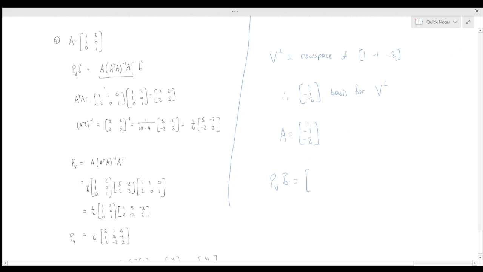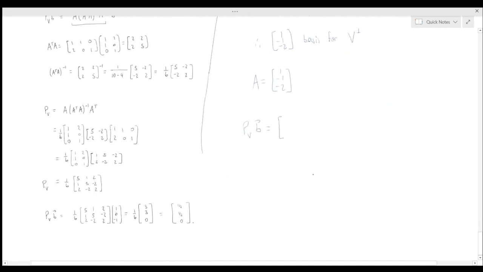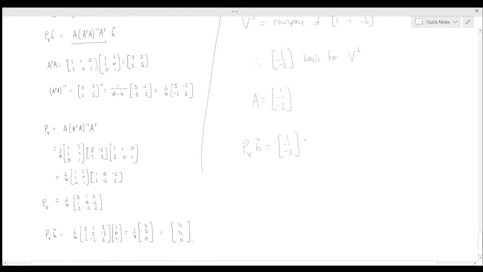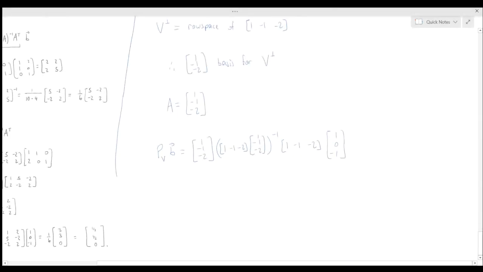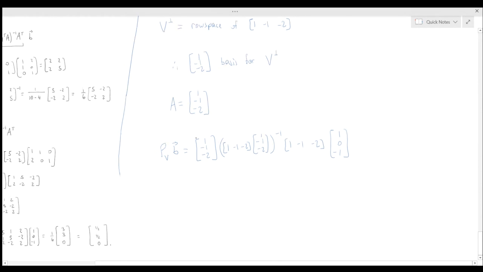So I'm just going to write out this whole formula for it. So it's A, then it's going to be times the inverse of A transpose A, and then times A transpose, and then times vector b, which was 1, 0, negative 1 from the problem, okay? Okay, so let's see what happens when we do all of this computation.